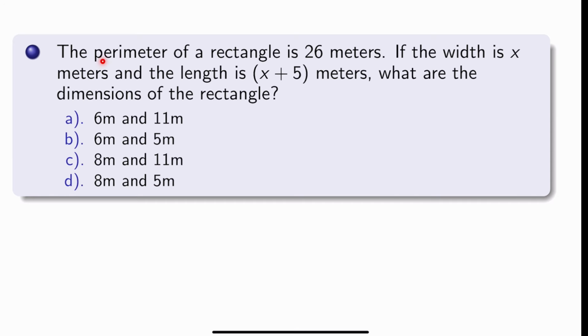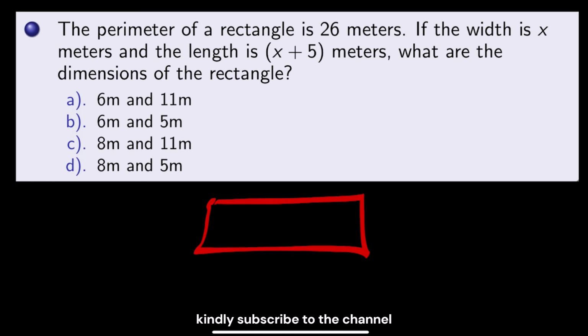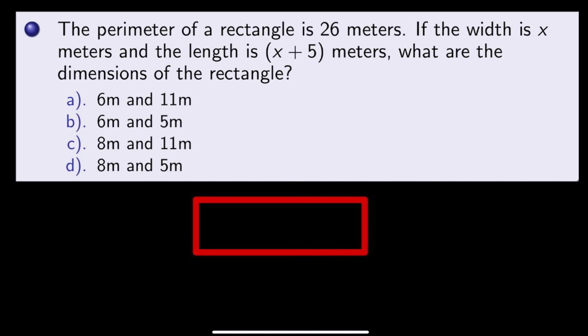With our next question, we have the perimeter of a rectangle is 26 meters. If the width is X and the length is X plus 5, what are the dimensions of the rectangle? So now let's draw a rectangle. Here we are being told that the length is X plus 5 and the width is X. Since this is a rectangle, the opposite sides are the same. So we are being told that the perimeter, that is the sum of all its lengths, is 26.